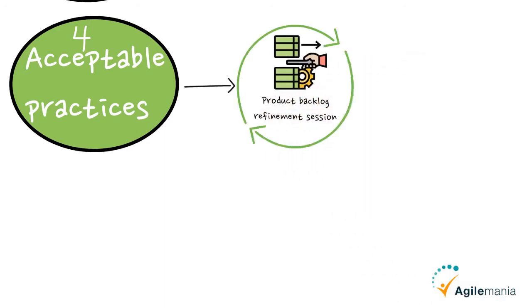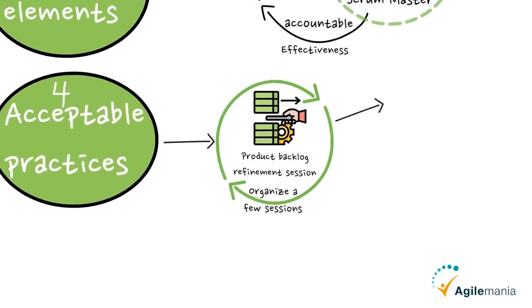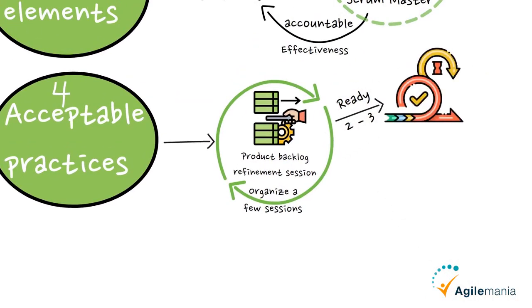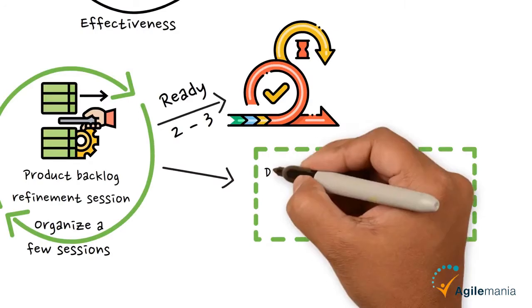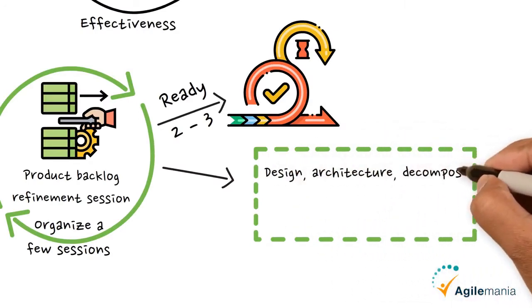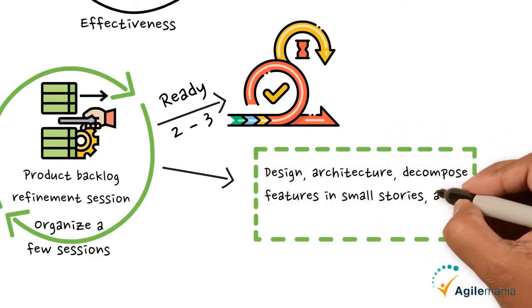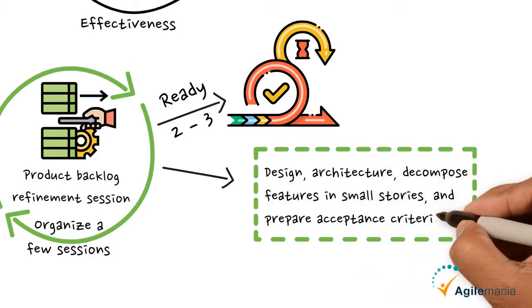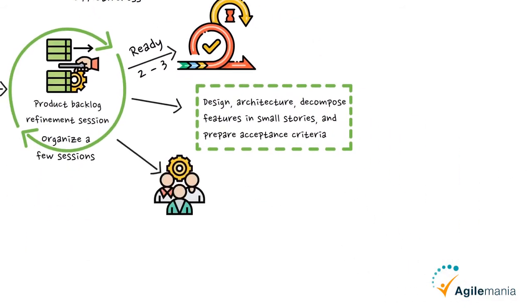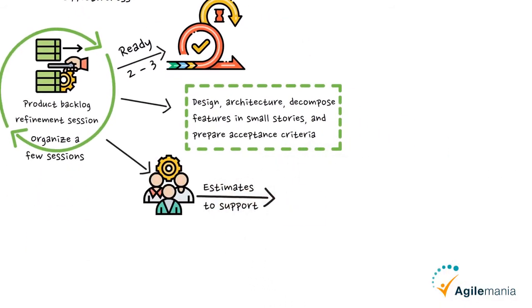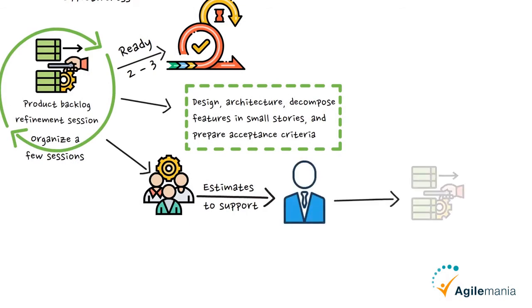I'm also going to talk about four acceptable practices, and I will start with the product backlog refinement session. Organize a few sessions to refine the product backlog to keep it ready for the upcoming two to three sprints. It also helps make decisions about design and architecture, and you can decompose features into smaller stories and prepare acceptance criteria. A team can come up with estimates to support the product owner in ordering product backlog items.